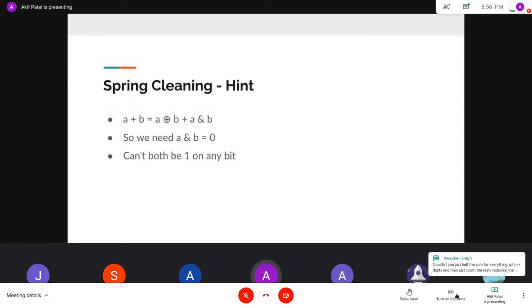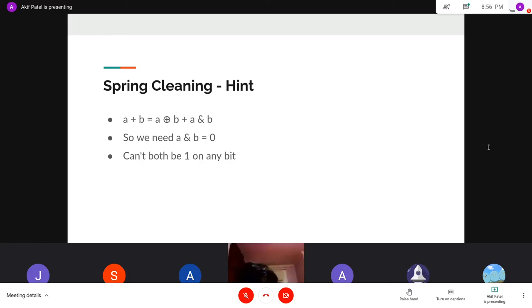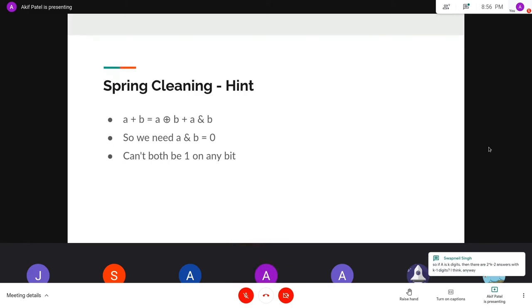However, there's still... what do you mean half the sum for everything less than k digits? What sum are you referring to? The k minus 2.